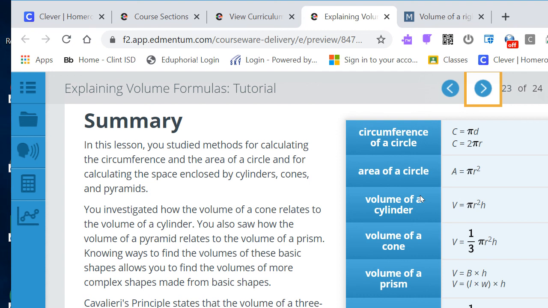And then finally, it gives you a summary with a list of all of your formulas. Make sure you have all of your formulas down so that you guys can use them for the test. They're going to be important.